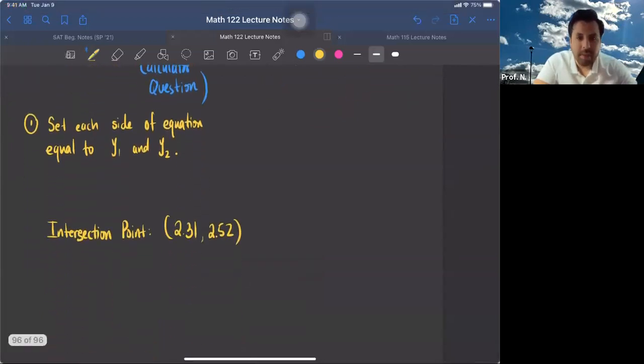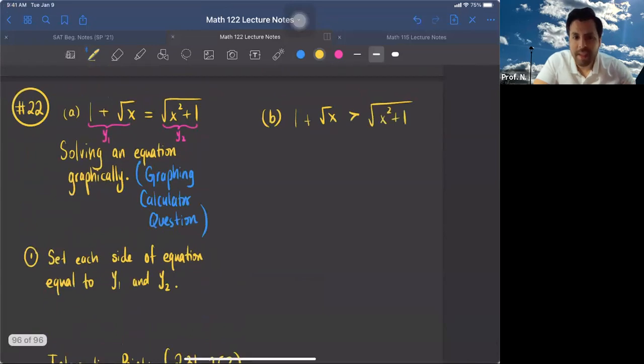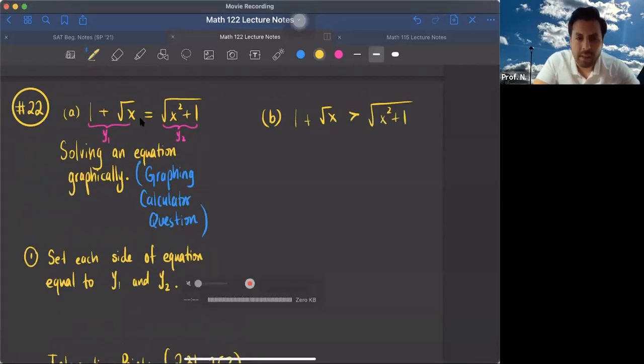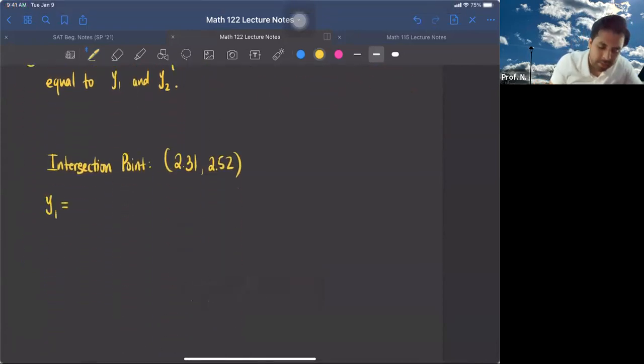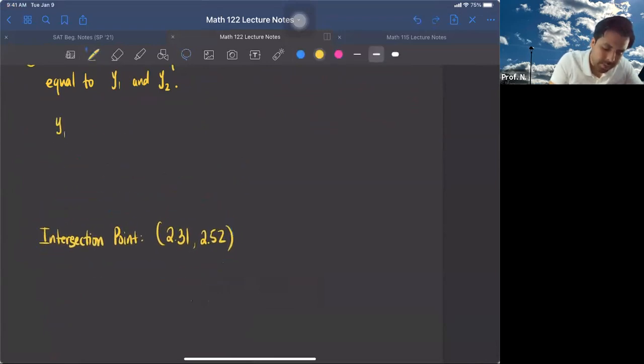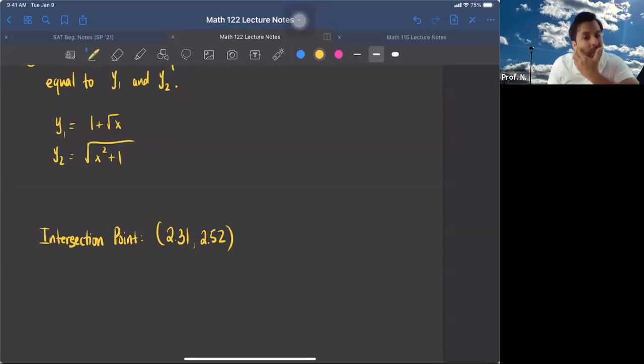But if you look at the equation, we see in the graph that both of them cross the y-axis. So let me just write that down. I've got y1 is equal to 1 plus the square root of x, and y2 is equal to the square root of x squared plus 1. So where do they cross the y-axis? That's when x equals 0. So check at the y-axis. That's when x equals 0, correct?